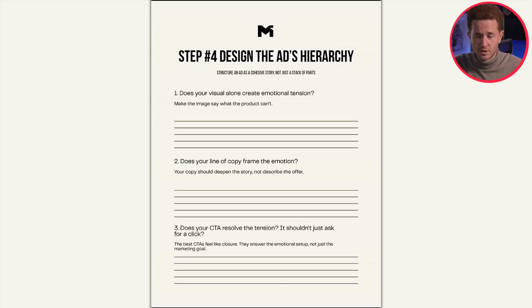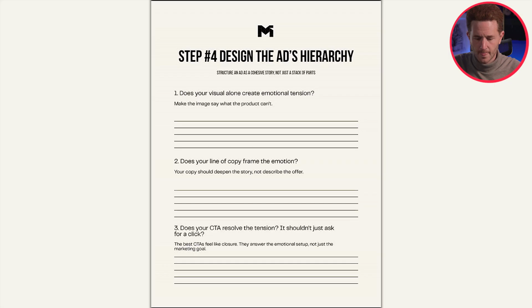And then second to last, you're going to design the ad's hierarchy. Does the visual alone create emotional tension, right? Now remove the text. The visual itself, does it stand on its own 2 legs? Does it carry with it some emotional weight, some explanation, some message? Add your copy back. Does your line of copy frame that emotion? Does it continue that story? And number 3, does your call to action resolve the tension?